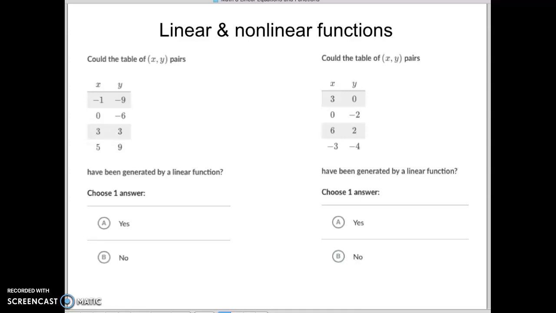Hey Math 8, linear and nonlinear functions. Not very difficult. In fact, if it's a graph, it's really simple, and we'll get to those. Tables, just a little more difficult, but not bad whatsoever. So let's get into our first table here.